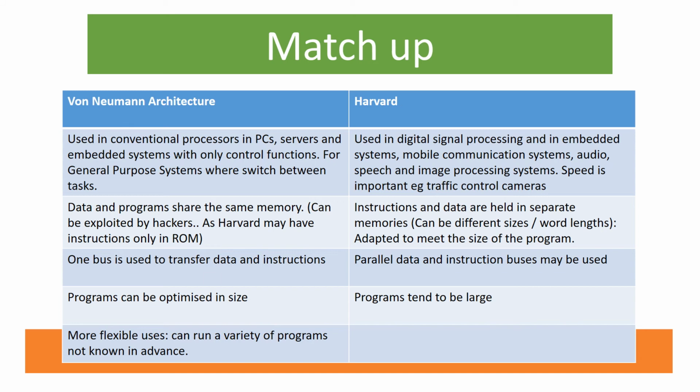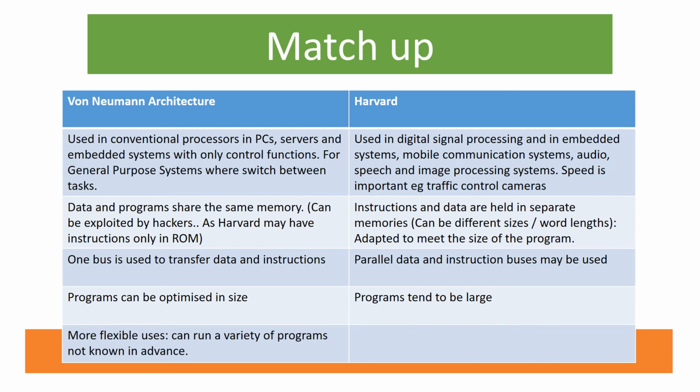Remember, for von Neumann, data and programs share the same memory. There's a disadvantage to this which can be exploited by hackers. Harvard may store some instructions in ROM, whereas malware can be used to exploit the fact that data and programs are saved in the same location. When you're thinking about the Harvard though, you can actually have different sizes and different word lengths, and it can be adapted to the size of the program. So that means that your instruction memory might be a different size to your data memory. So you can actually have a little bit more flexibility there in the size of the memory.